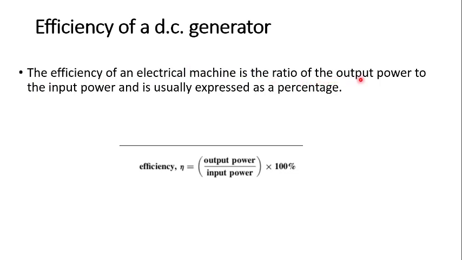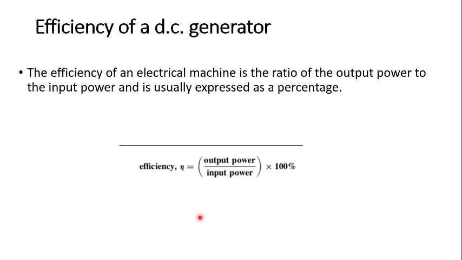The efficiency of an electrical machine is the ratio of the output power to the input power, and it's usually expressed as a percentage. So if you take the output power, the amount of power you are getting as your output, over the amount of power you are inputting, multiply by 100, then you get our efficiency.